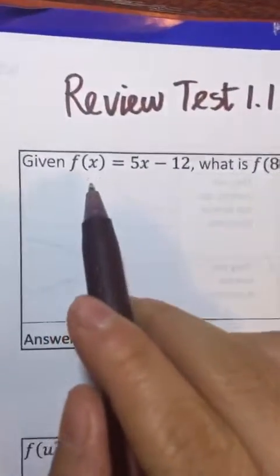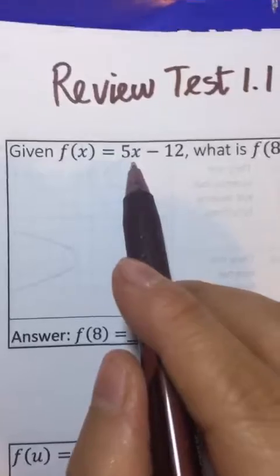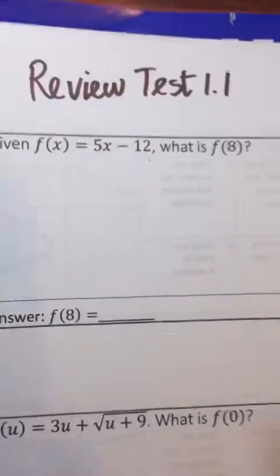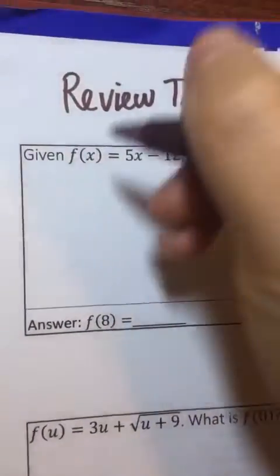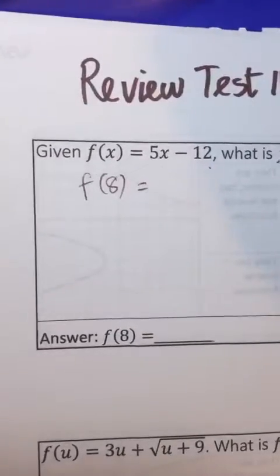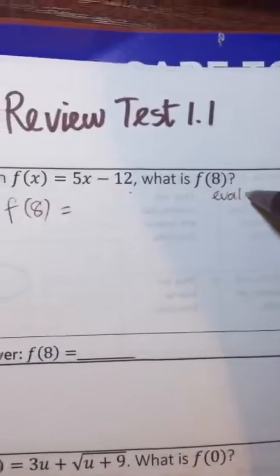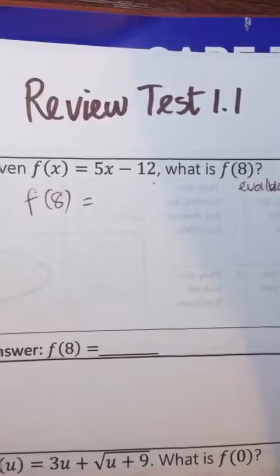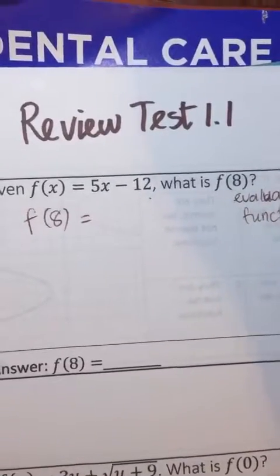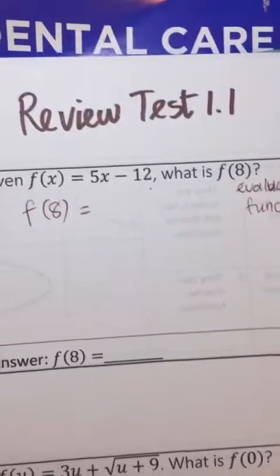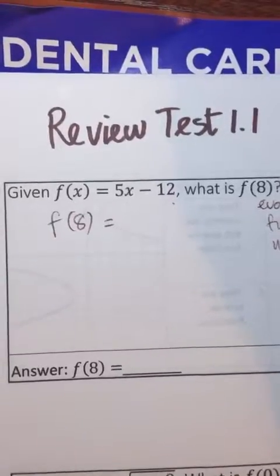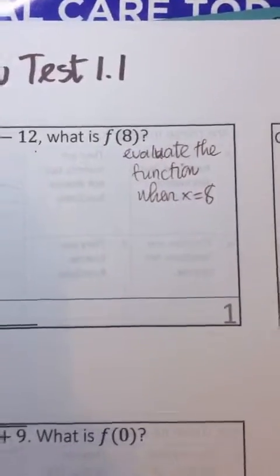So first problem, we are given f of x equals 5x minus 12. What is f of 8? They're asking you to evaluate the function when x equals 8, okay? So f of 8 means evaluate the function, which is f of x equals 5x minus 12, when x equals 8. Okay, so basically that's what it means.